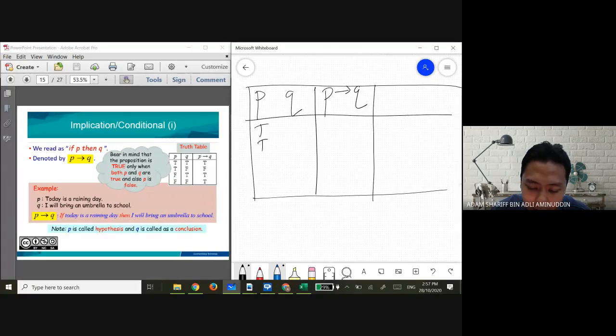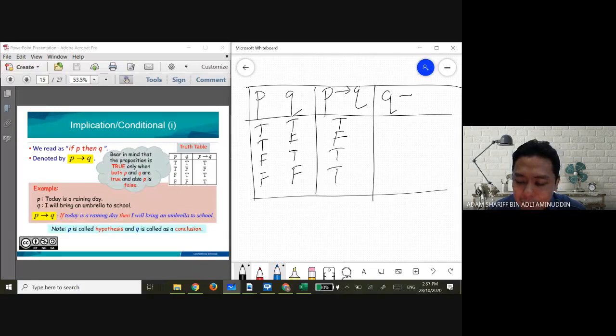P: T, T, F, F. Q: T, F, T, F. P is the condition, Q is the implication. T implies T will be T. T implies F will be F. F implies T will be T. F implies F will be T.